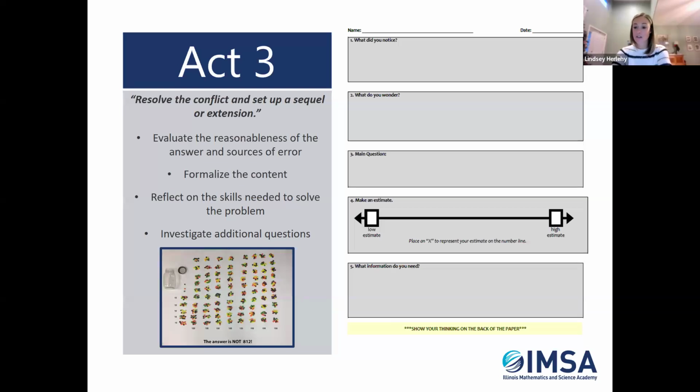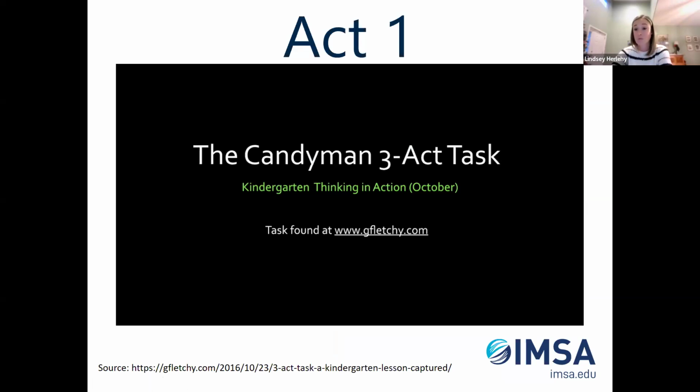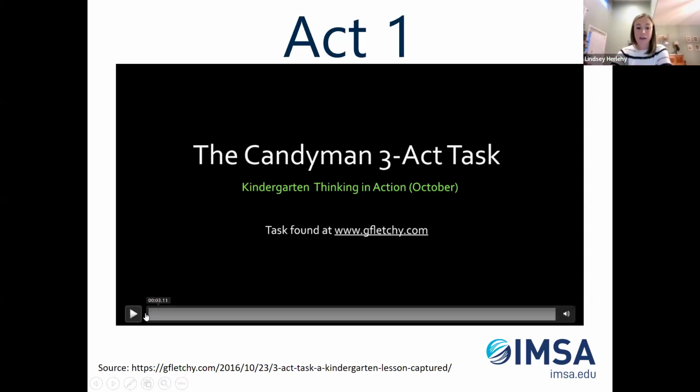Okay, so those are our 3 acts of the 3-act math task. All right, so I'm going to show you a little bit of this video just to give you a sense of what this looks like with really young kids. This is called the Candyman 3-act task. I will show you at the very end of this a huge database of K-5th 3-act tasks where you literally just have to click. It shows you the standard and the main question. You just click and download the videos and the pictures, and it's all ready for you. You just throw it up on your board and you're ready to go. So I will share all that with you in a second, but here you can see what this actually looks like with a group of kids.